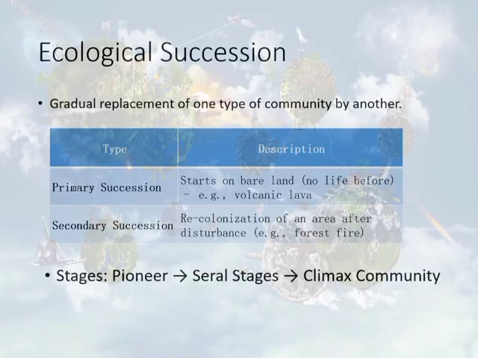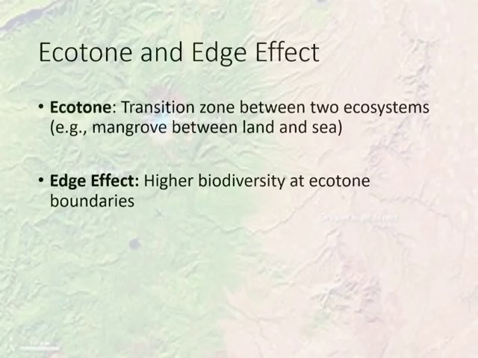Ecological succession. Ecological succession is the natural process of change in the species composition of an area. It has three main stages: pioneer stage, seral stages, and the climax community, where the ecosystem reaches stability. Ecotone and edge effect. An ecotone is a transitional zone between two ecosystems, like mangroves between land and sea. The edge effect refers to the increased biodiversity often seen in these transition zones.